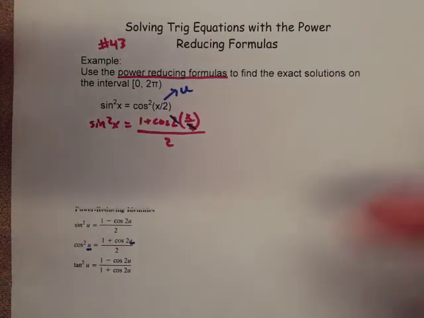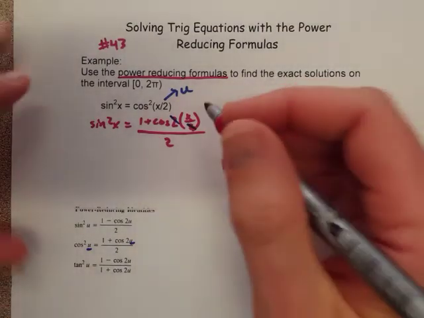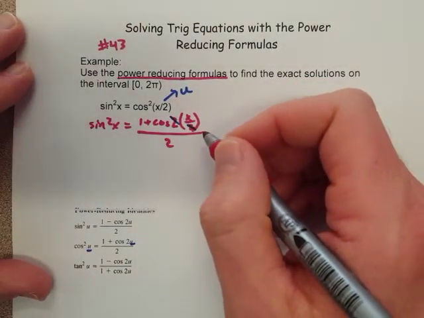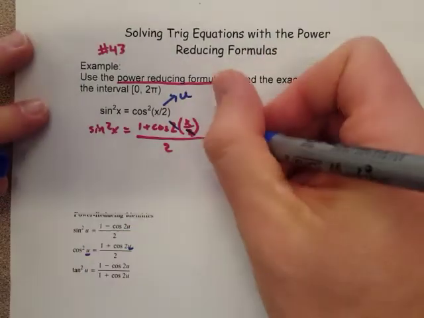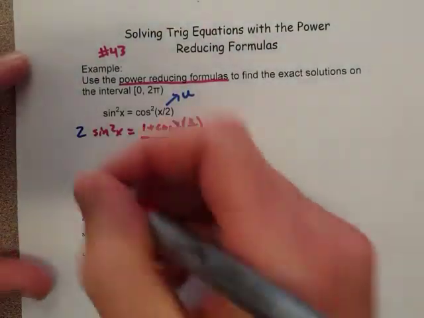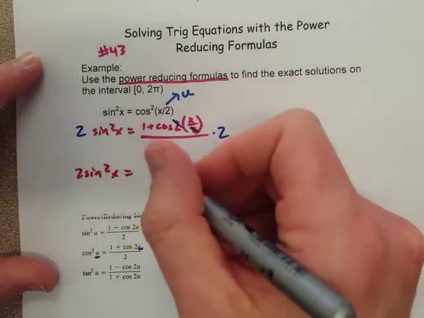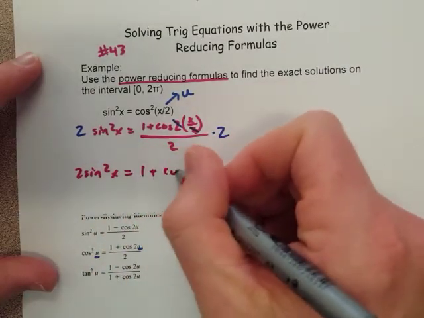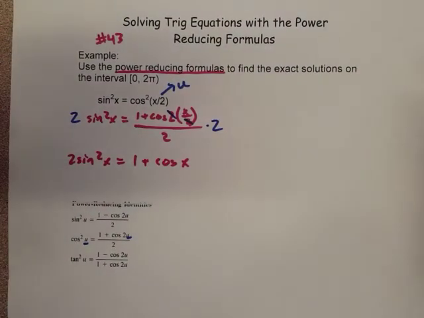The reason that people get kind of mixed up with power reducing and the other multiple angle formulas is because sometimes it makes it more complicated. If it makes it more complicated, we want to avoid it. Now that cancels out the 2's, but also we should multiply both sides of this equation by 2 so that we can get rid of the fractions. And so multiply that by 2, and we get 2 sine squared equals 1 plus cosine x. And that's not terribly difficult to work with.